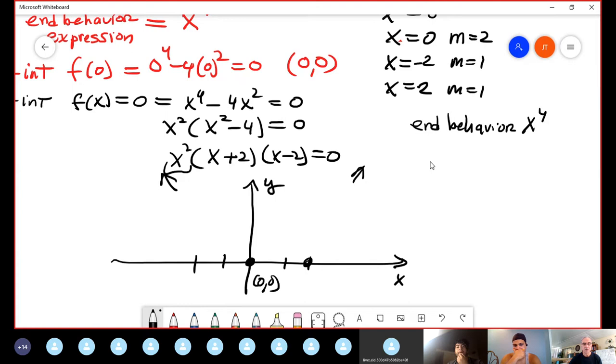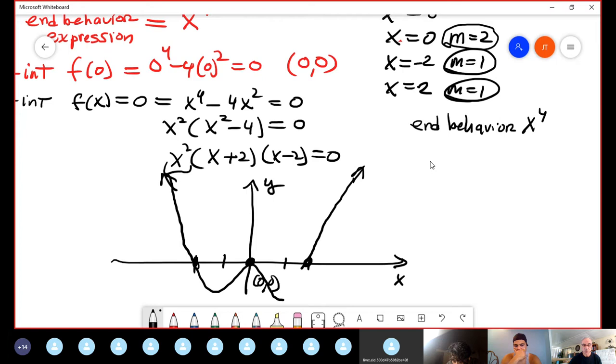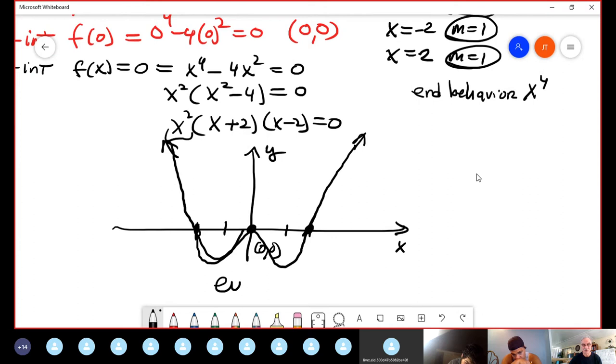So, at this point, the multiplicity is 1, which is odd. Therefore, the graph crosses. Here, also crosses. But at 0, no, because the multiplicity is 2. Therefore, the graph touches. Right. I did it roughly. I suppose that this is perfectly symmetric, so that part is exactly the same, because it's an even function. And remember, an even function in college algebra is symmetric with respect to the y-axis.